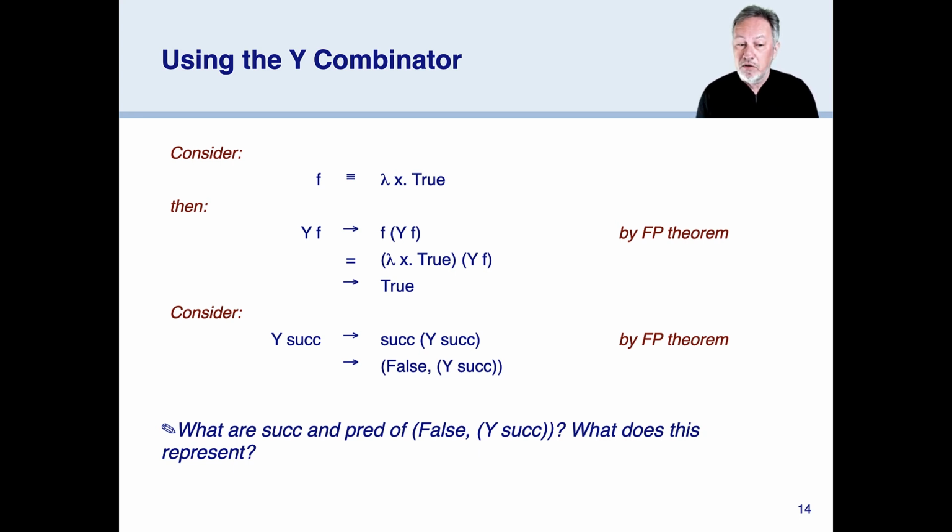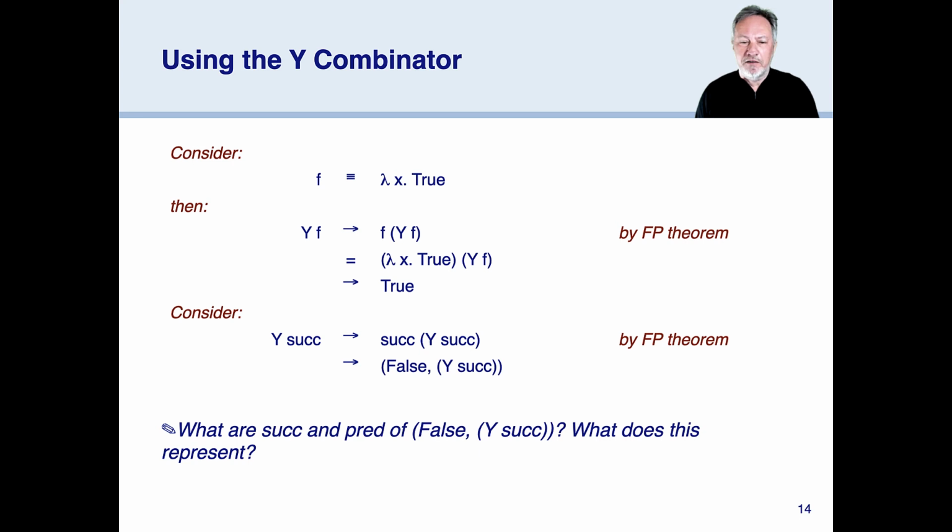And this holds, of course, for an arbitrary constant function. So if we have any function lambda x dot k, where k is a constant being returned, then the fixed point of that function will be k. And the magical Y combinator gives us that back.